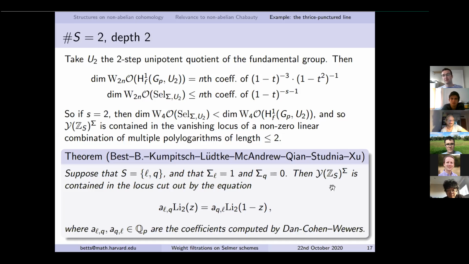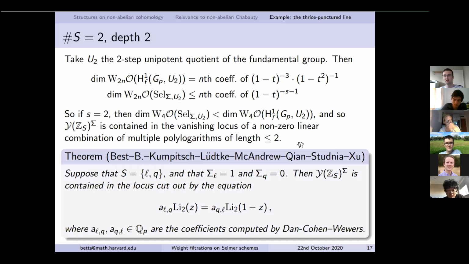And then they found what this defining equation that this theory gives you actually is in practice. It turns out it has this really nice symmetric form where you have some particular coefficients which have been computed by Ishai and Stefan, and the multiples of Li2 of Z and Li2 of 1 minus Z. So this part of the theory, I guess, has been really explicitly worked out.